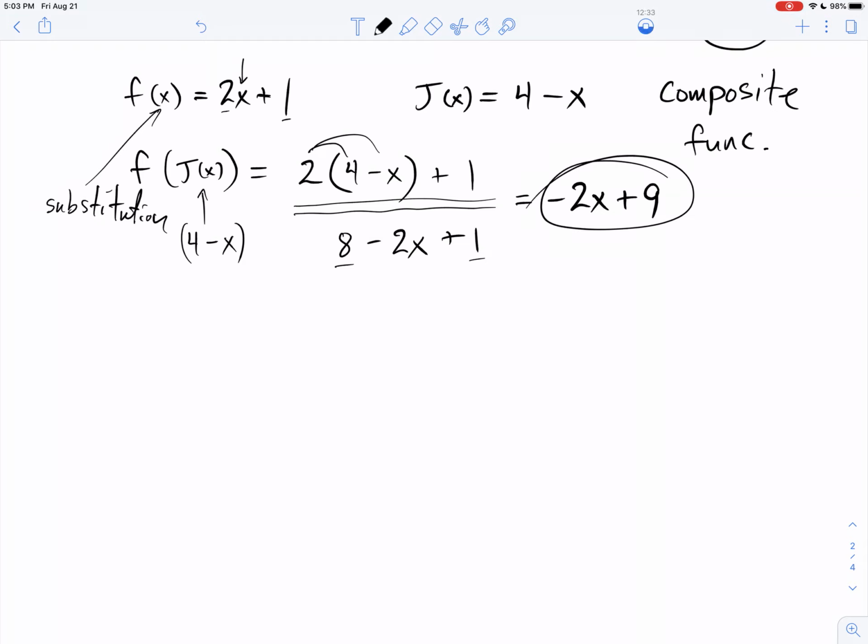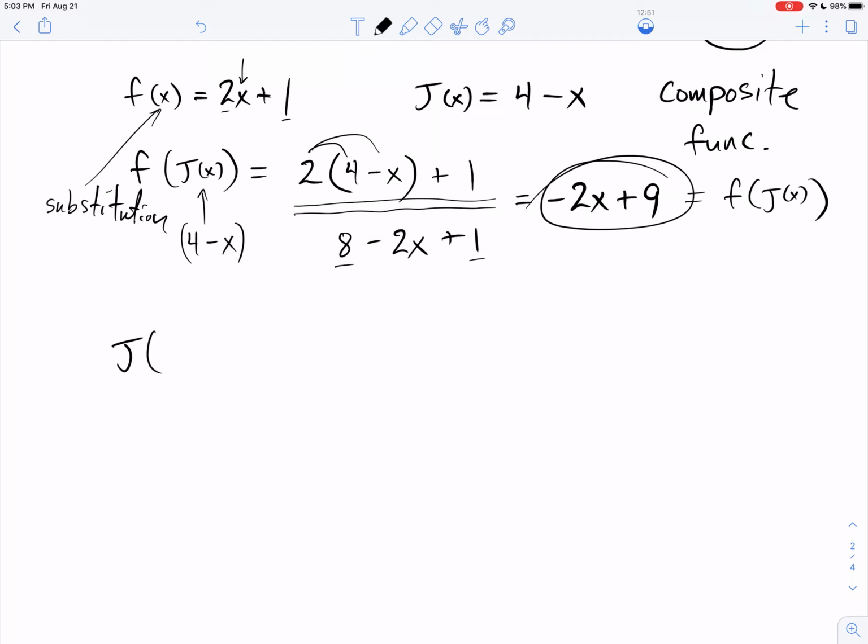This thing, what is its name? It is called f of j of x. That's called a composite function when you plug one function into another. You will do this a lot in calculus. So let's try this. Let's go to this one.